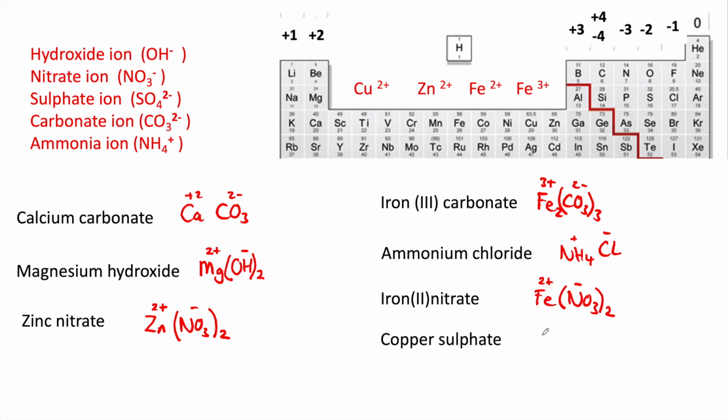And finally, copper sulphate. Copper again is always a +2 ion, and you just have to learn that. Sulphate, SO4, and that is a 2- ion. Again, those charges are balanced. That is the formula for copper sulphate.